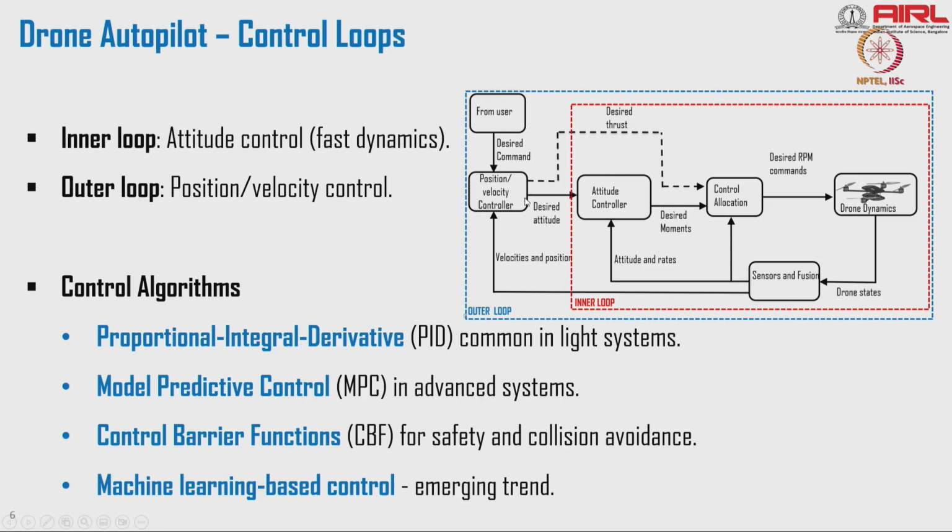For the attitude controller or position and velocity controllers, we can use different types of control system design, right? We can go ahead with PID, proportional integral derivative control, which is commonly used in most of these systems, or you can go with a more advanced mechanism like model predictive control, which takes care of uncertainties and everything. And then you also have something called a control barrier function, which sits in the outermost loop to take care of the safety aspect of it, the collision avoidance aspect of it.